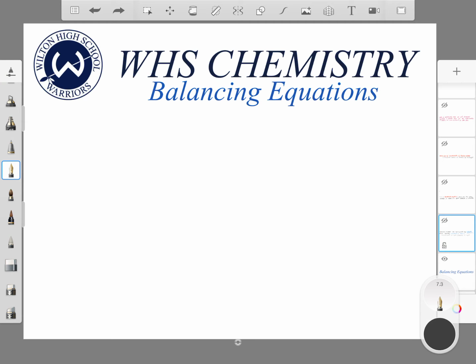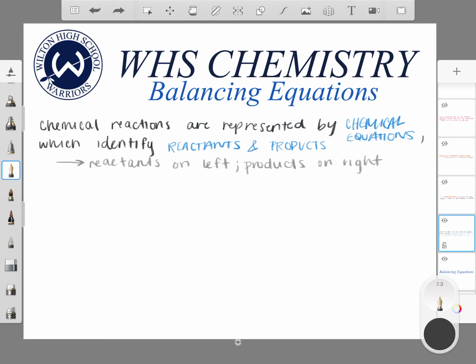So first, chemical reactions are represented by chemical equations which identify both reactants and products in the actual reaction, and the reactants are on the left and the products are on the right of the arrow.